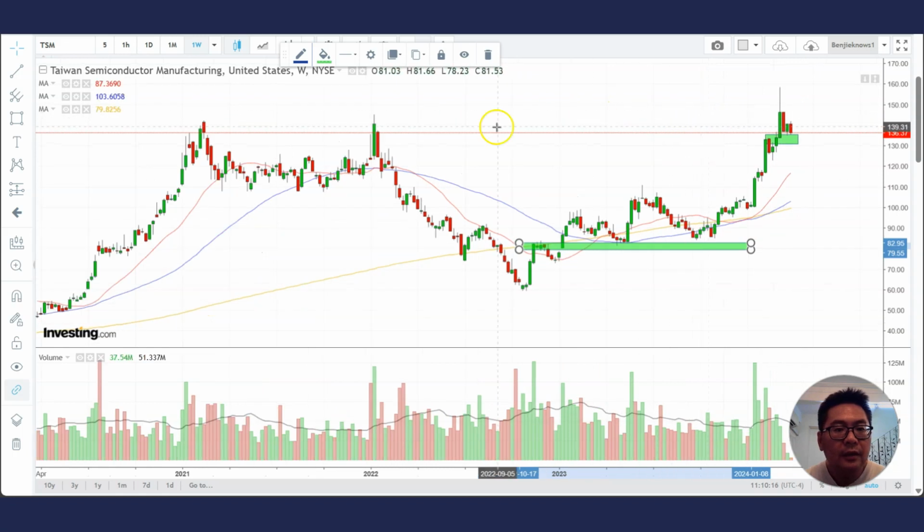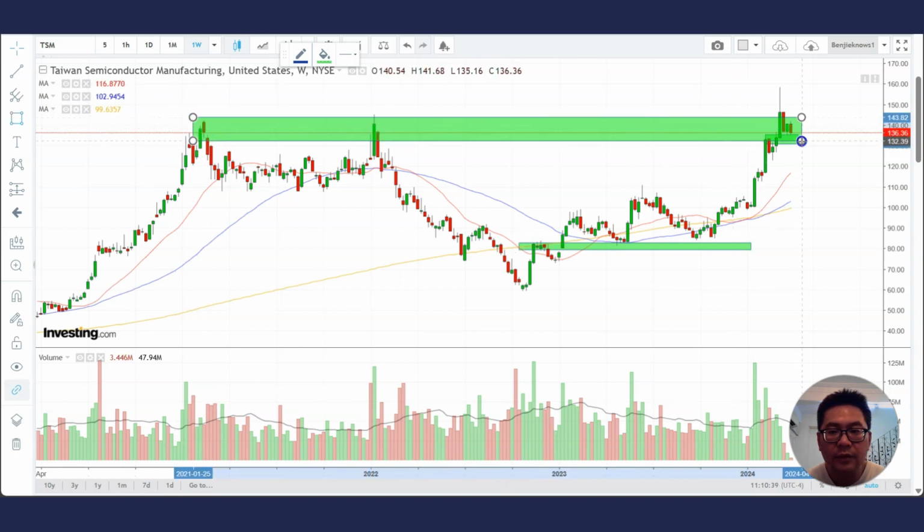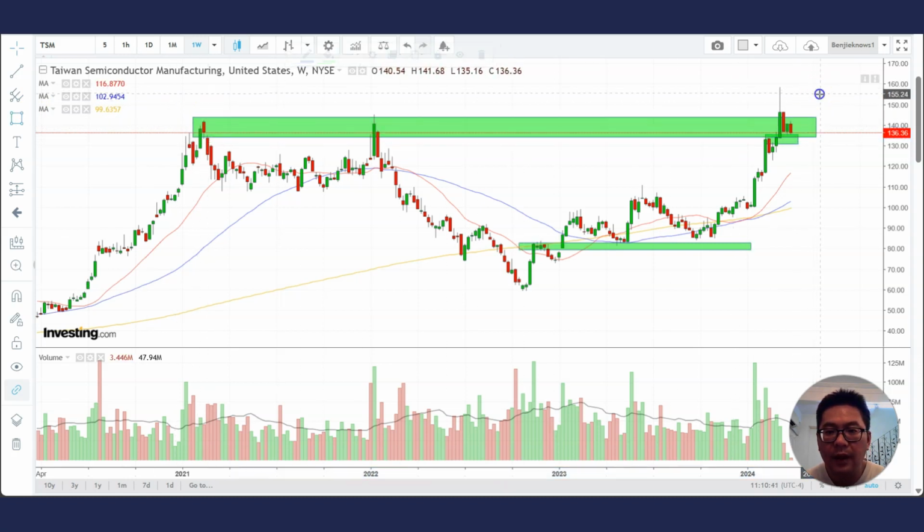Okay, and this was an old high here back in 2021 and 22. Here there's an old high here. It tried to move up, but as you can see, you can say that it made a double top, and that's why it declined.